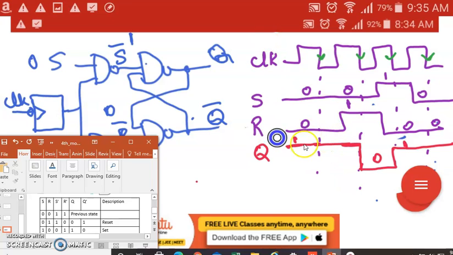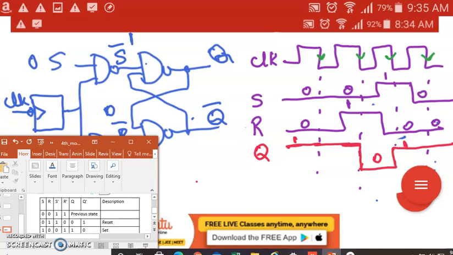You can consider any state as the present state, like before we start, and we need to write according to that. So with this, the working of the SR flip-flop with the negative edge trigger is done.